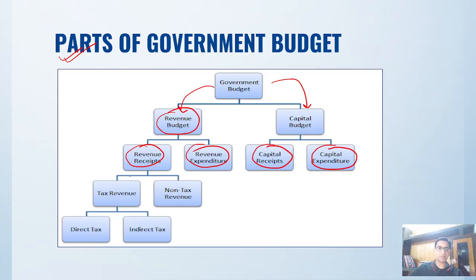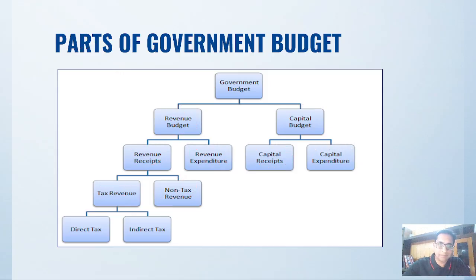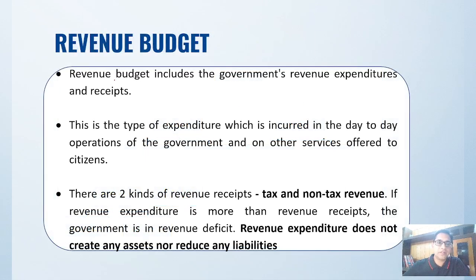So revenue receipts are of two types: tax revenue and non-tax revenue. Tax revenue means direct taxes and non-tax revenue means indirect taxes, right? So we will be discussing each and everything separately. Now revenue budget. Revenue budget means the revenue side of the government, like from where the government is going to get the revenues, and where the government will make the expenditures of the revenue.